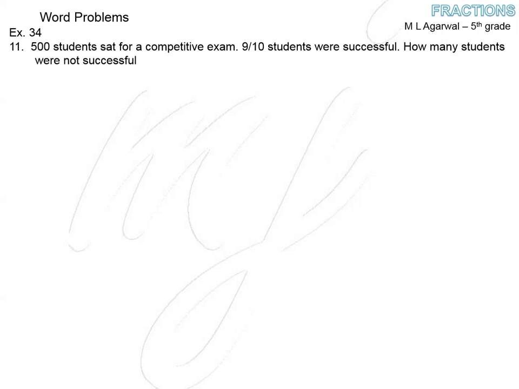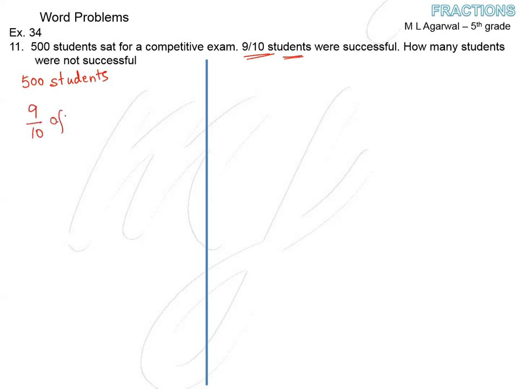Now, same example, almost the same as the last example. 500 students sat for a competitive exam. 9/10 of the students were successful. Now they are asking how many students were not successful. Let us solve this by saying that we have 500 students, and 9/10 of the students were successful.